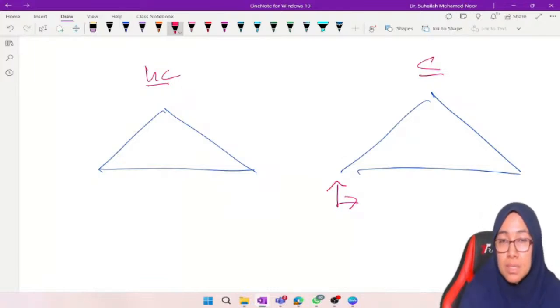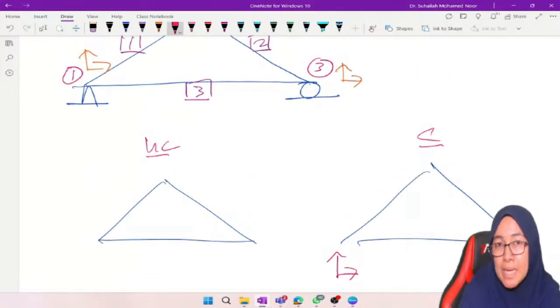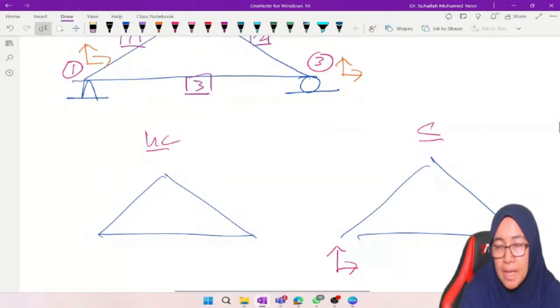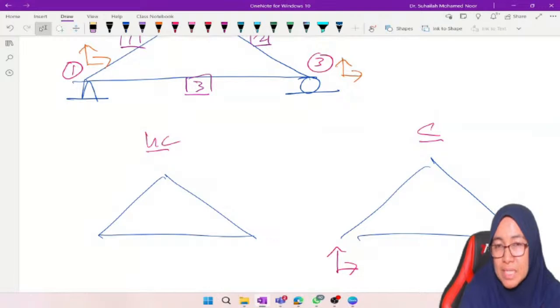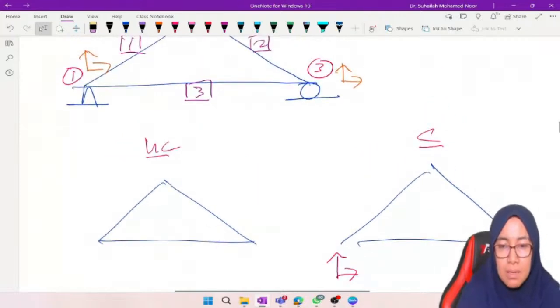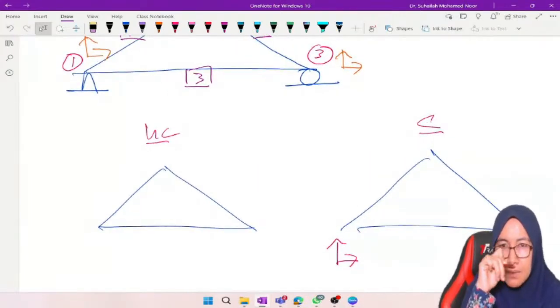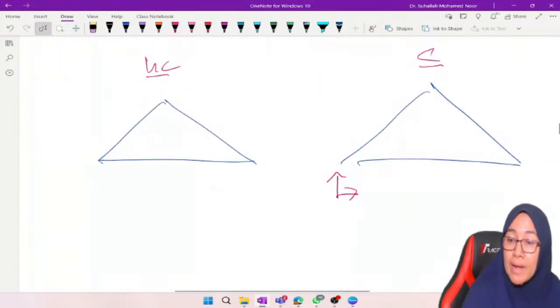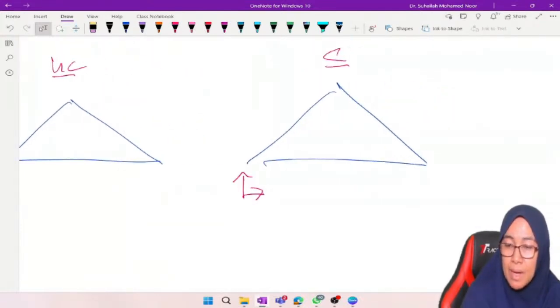Because this is the point where the pin is located, we have X and Y. We have to use this sign convention, which we cannot change. Note number 3, we have a roller. Normally a roller we draw just like one only, in the Y direction, not in X but in Y direction.